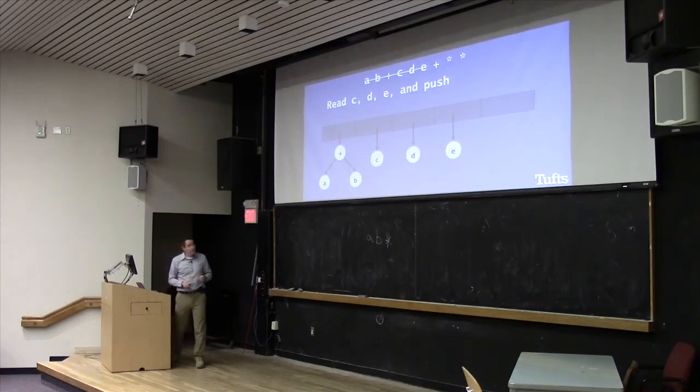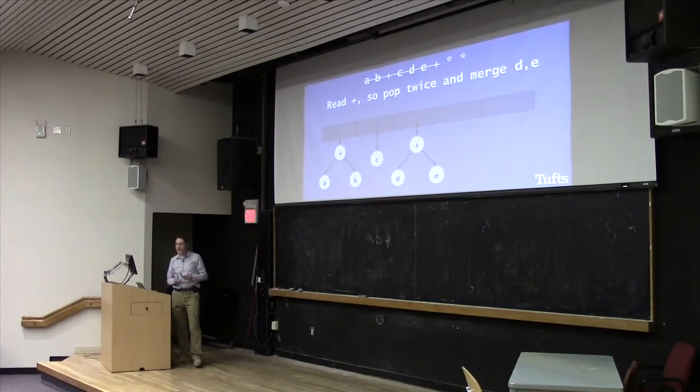We see C, D, and E. They're all operands, so we push them on. Push, push, push, with new trees of one node. Then we see a plus. What happens with the plus? We're going to pop this one and pop this one, make a new tree, and push it back on, and the tree is going to have a plus at its root, like that. Now you see what we've got here. We've got three trees, one here, one here, and one here. These ones happen to have multiple nodes in them. All right, when we see the times, what are we going to do?